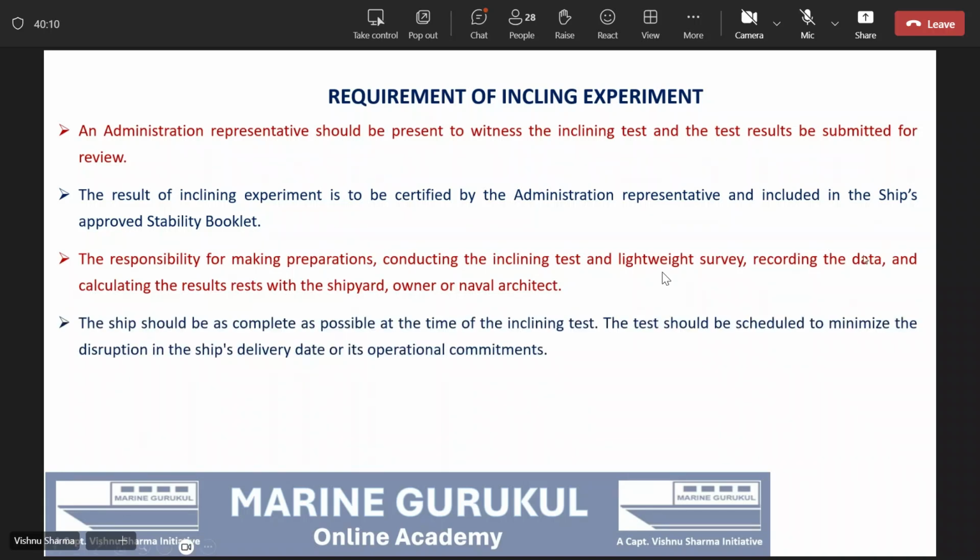When you carry out this experiment, ideally the ship should be as complete as possible at the time of the inclining experiment. Now you'll say, sir, why as complete as possible? Why not complete? Well, yes, complete is fine. But the aim of the inclining experiment is not to delay the ship. The test should be scheduled to minimize the disruption of the ship's delivery date or its operational commitment.